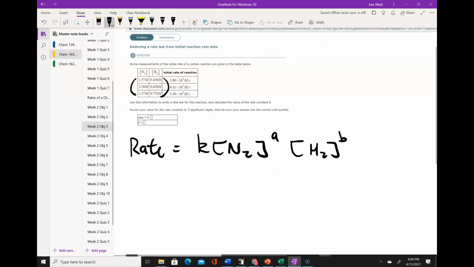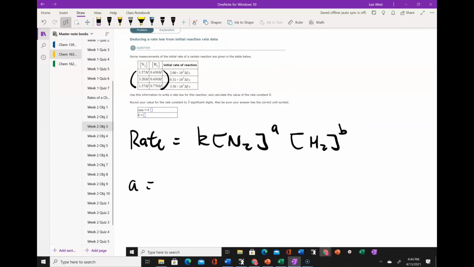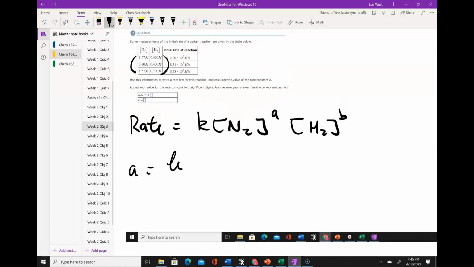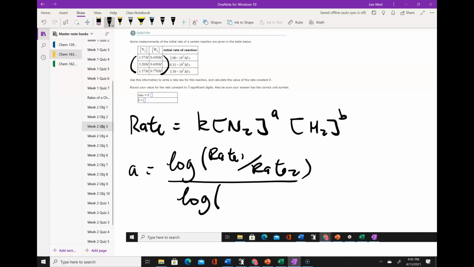And what I have to do is figure out what A is using data from experiments 1 and 2, because that's where we're varying N2 while keeping H2 the same. And then I have to also figure out what B is. So how do I do this? Well, I use the log rules, don't I? So it's going to be a log of rate 1 on rate 2 divided by log of the concentration of N2 in 1 over the concentration of N2 in 2.